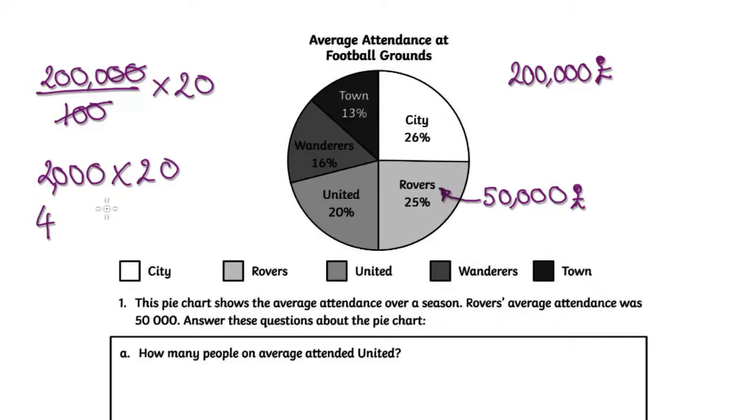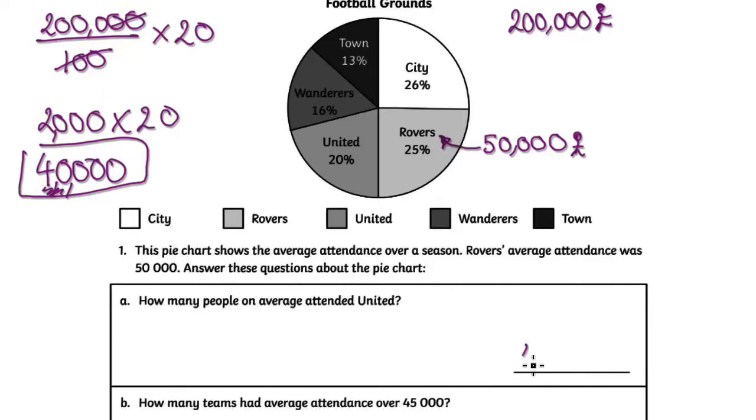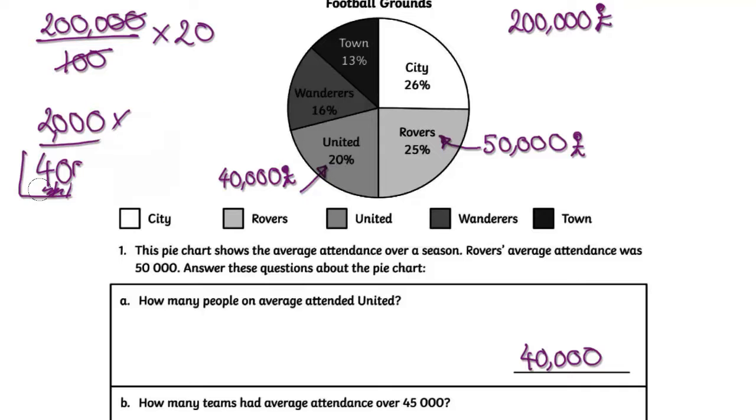Well, do whichever method you want. This is my method. So my method comes to 4,000, with 4 zeros, so that would be 40,000. So the answer here would be 40,000. So 40,000 represents the number of people for United. 40,000 people for United. Okay, so hang on, let me just clean this up.